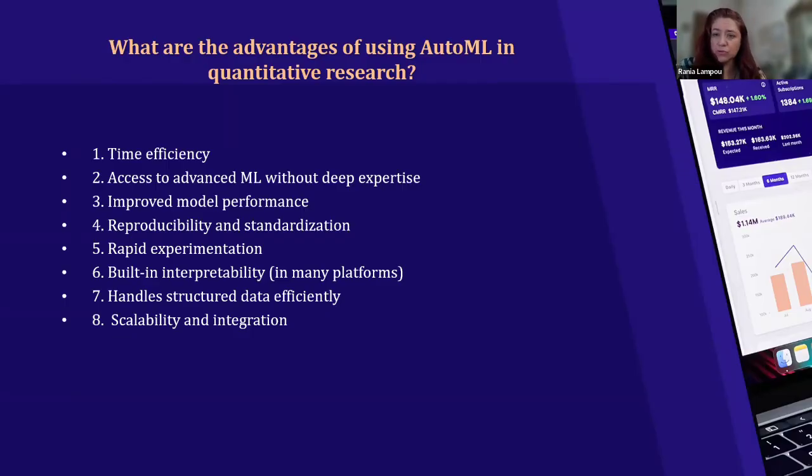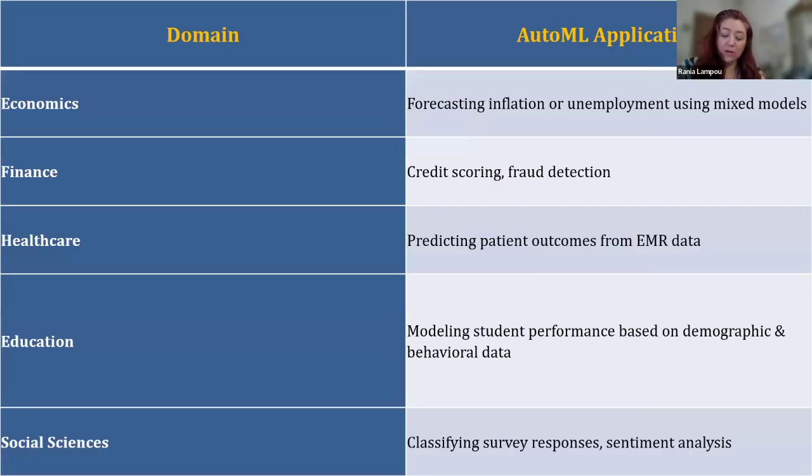Scalability and integration, because AutoML tools can scale across cloud platforms and handle large-scale data sets, with easy integration into existing data science workflows. So an example of these use cases: in economics, AutoML applications can help with forecasting inflation or employment using mixed methods. For finance, AI can be applied in credit scoring and fraud detection. In healthcare, we can predict patient outcomes from EMR data. In education, we can model student performance based on demographic and behavioral data. In social sciences, we can classify survey responses and do sentiment analysis.